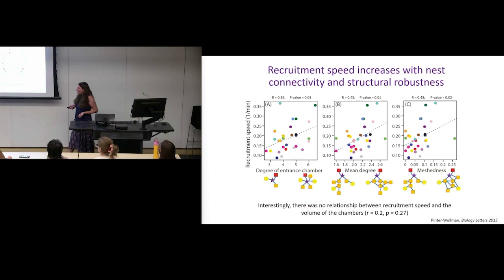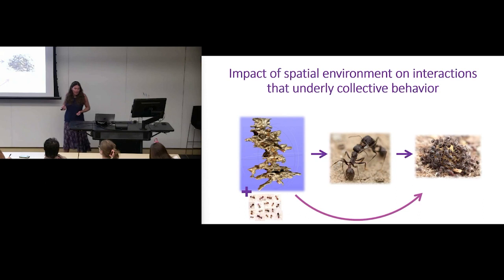Interestingly, the recruitment speed had no relationship with the volume of the chambers. So I measured the volume of these casts, and there was no relationship between how quickly ants recruit and how big their nest is, which suggests it's not how many ants a nest can hold, but how the nest is organized and organizes the ants within it that influences collective foraging. So there we have that link between spatial structure and foraging.